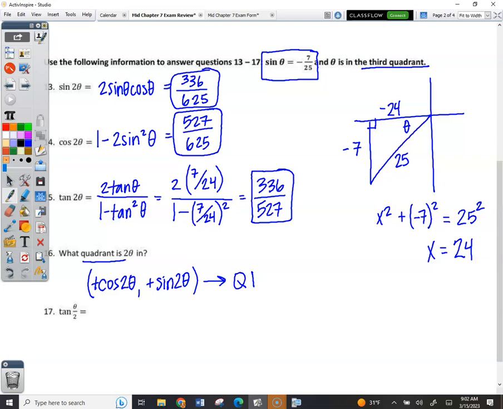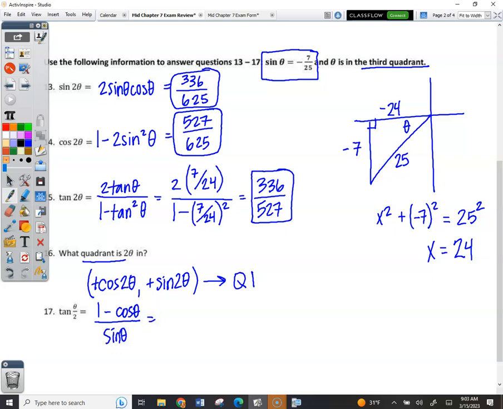Now the 17 is the half angle. Go to your formula sheet, pull the formula for tan of the half angle. I pulled the one that doesn't involve a square root, which is why my answer doesn't have that square root anywhere in my work. I pulled 1 minus cosine over sine.